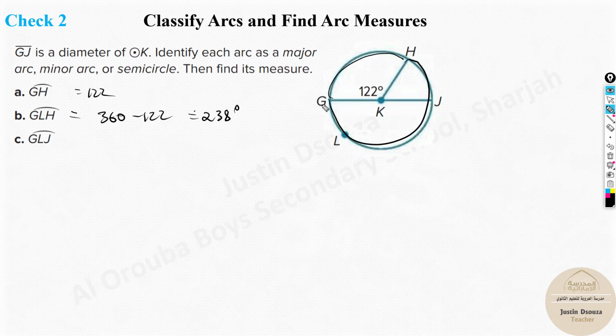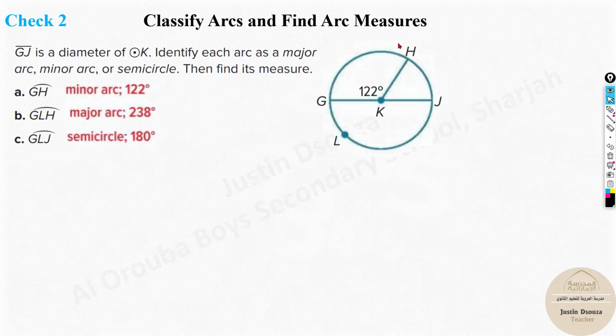Now the last one is GLJ. That's a semicircle. So it will be 180 degrees. Just looking at the figure, you can see this is the diameter, right? And over here it's mentioned, but looking over here also you can understand. It will be mentioned in the question as well. So those are the answers. I hope this is clear. Oh, by the way, GH is the minor arc, GLH is the major arc, and the semicircle is GLJ whenever it's 180 degrees.